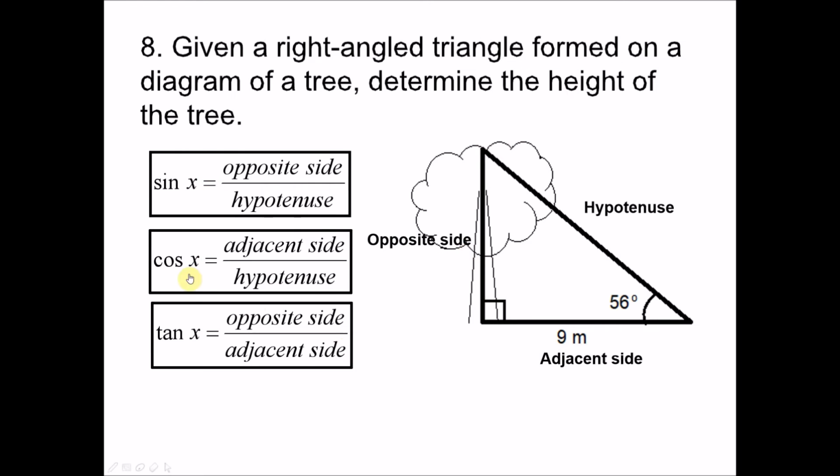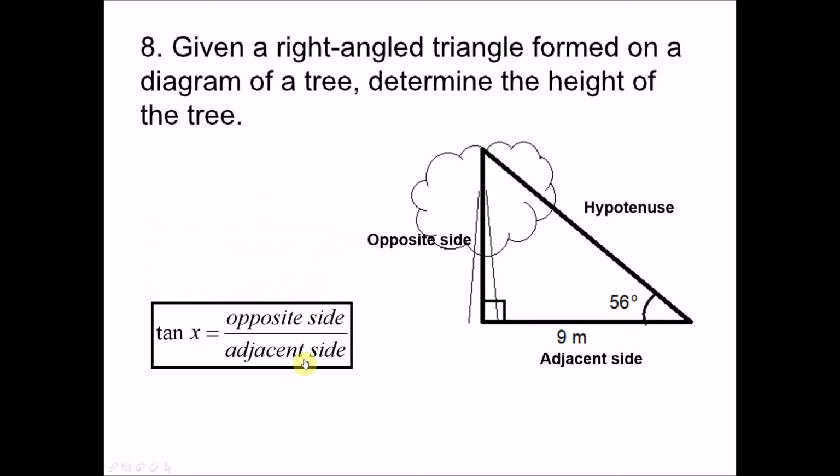So we need to choose the ratio that involves the adjacent side, where the information is given, and the opposite side, which is the length that we are looking for. We just ignore the hypotenuse because we are not looking for this and we have no information on it. Okay, so we need adjacent side, opposite side. So which one here involves both of these sides? Tangent. Opposite side, adjacent side.